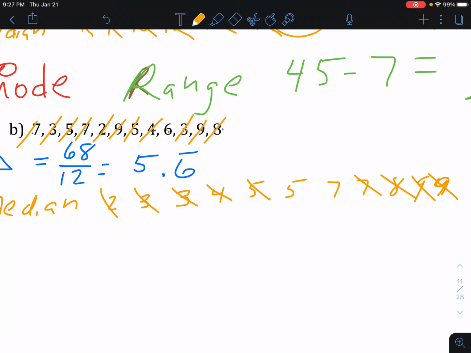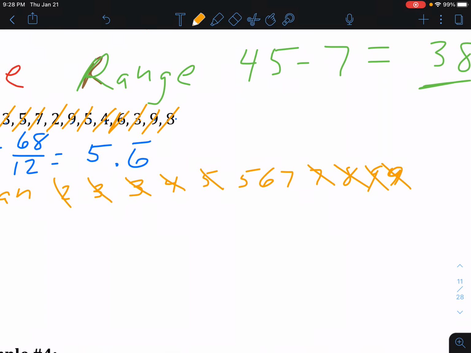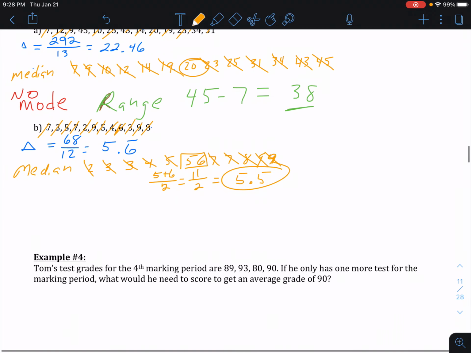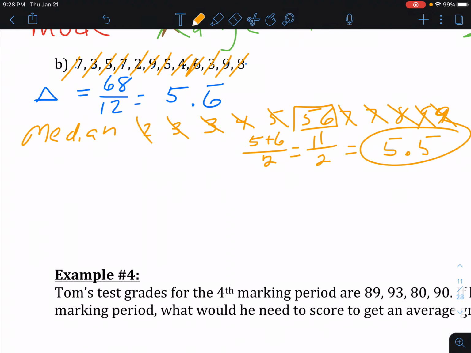2, 3, 3, 4, 5, 5. Oh, I missed this 6. I didn't even cross it off. Unbelievable. So 1, 2, 3, 4, 1, 2, 3, 4. And so here we have two middle numbers. So what you have to do is add them up and divide by 2. So your median is 5.5. It's like getting the average of the two middle numbers. It's exactly what it is.